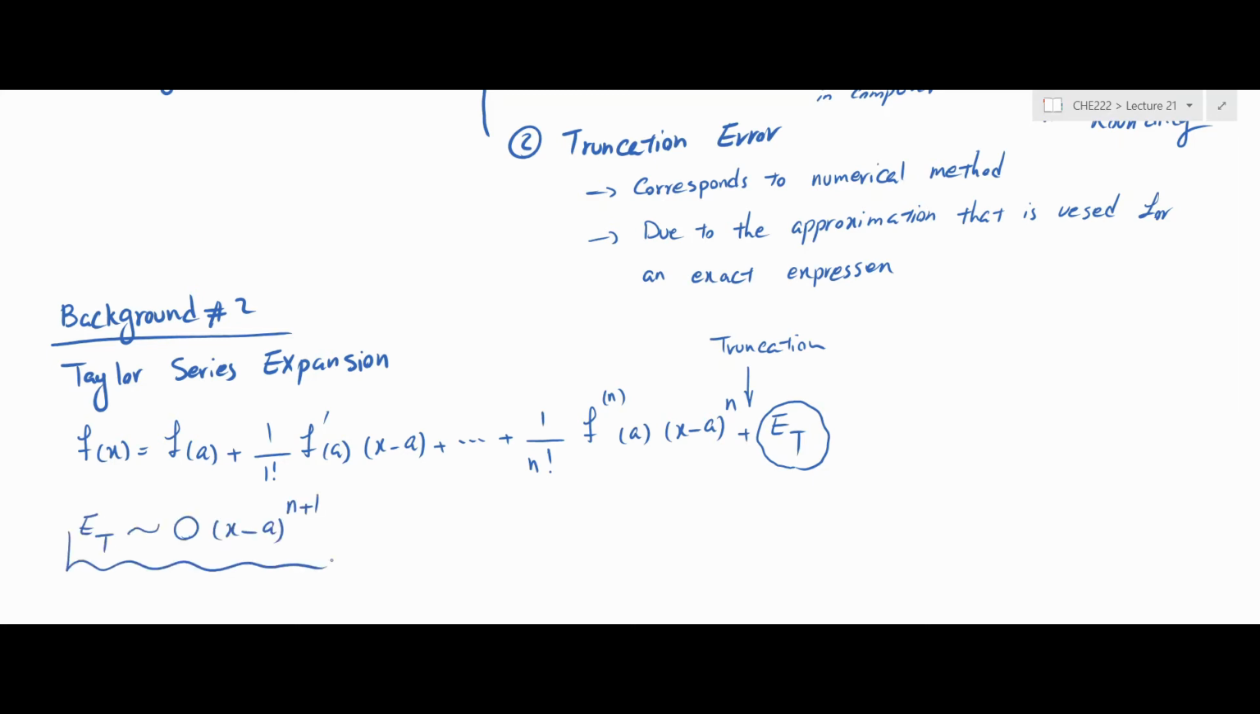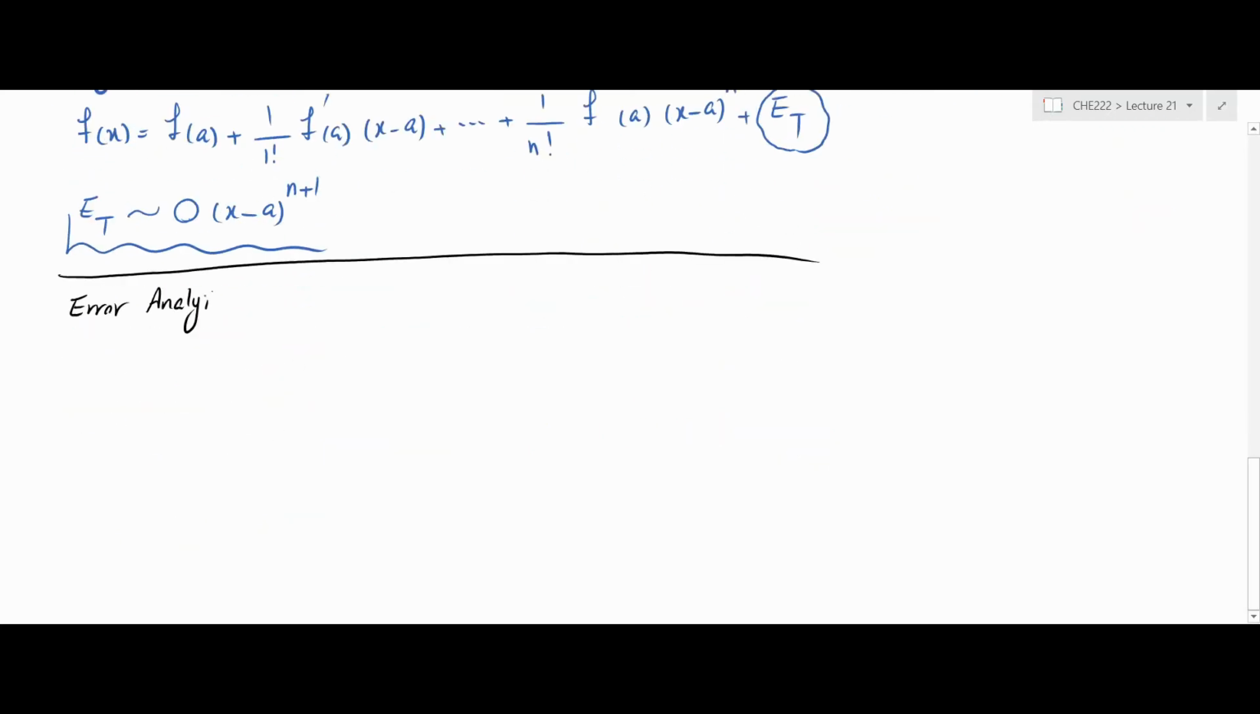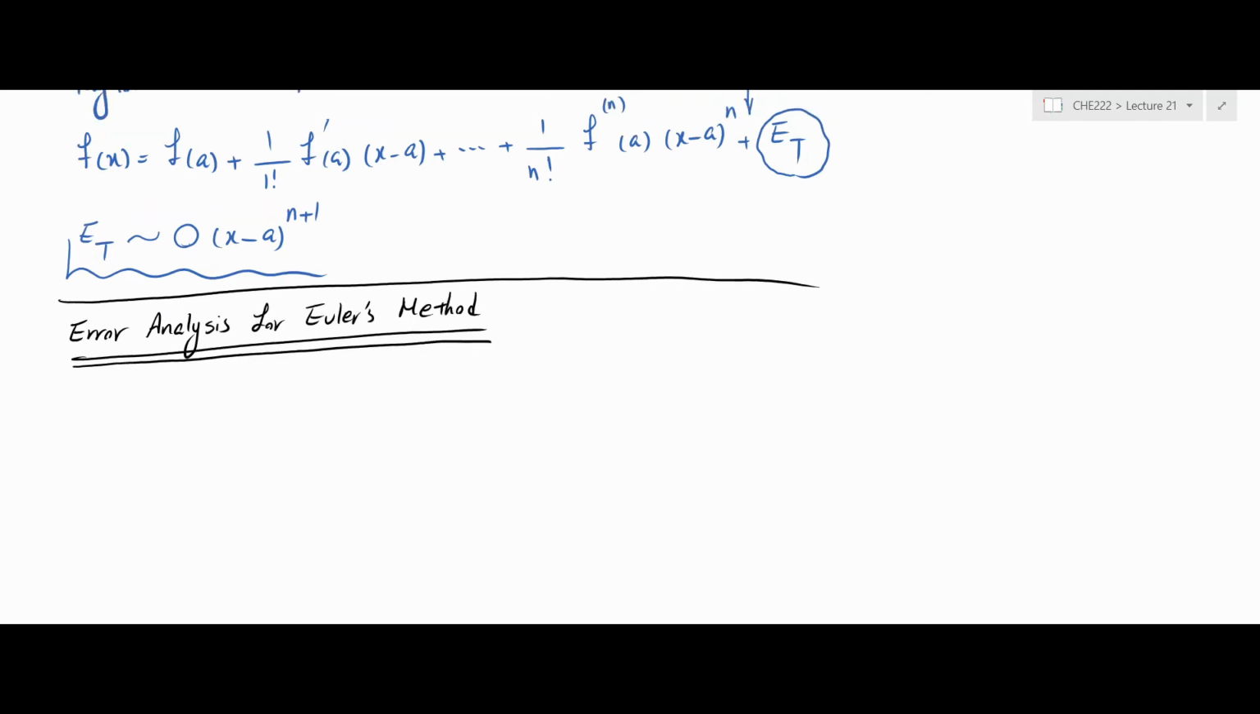Now we're going to implement this background knowledge into Euler's method and analyze its error. This time I'll try to derive the Euler's method formula using an alternative approach, which is based on the Taylor series expansion. So I'll just briefly rewrite the problem description here.